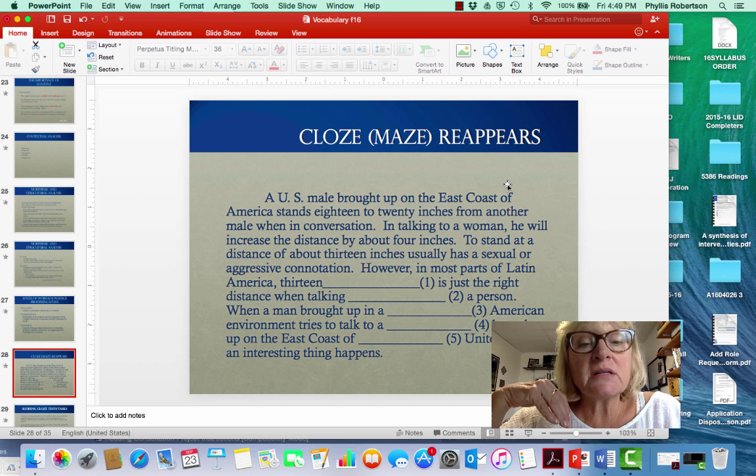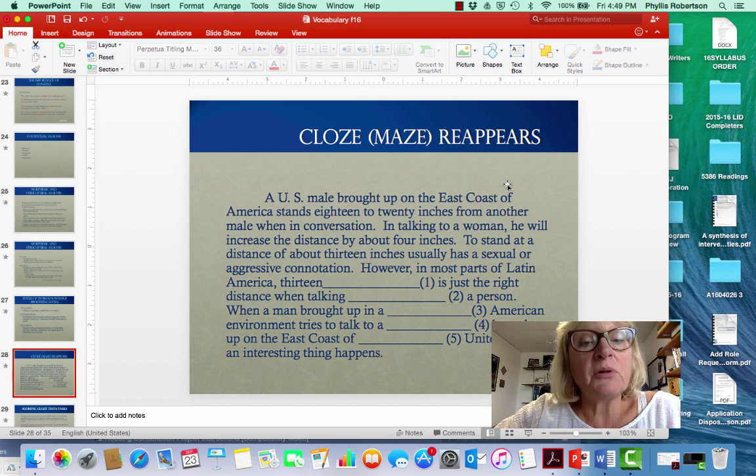Well, cloze is very similar to Maze. But as you see in a cloze, and someone asked this, I think it was Karis the other night in class, when I'm doing a cloze activity, I'm not supplying word choices. Students just have to come up with the appropriate word on their own.